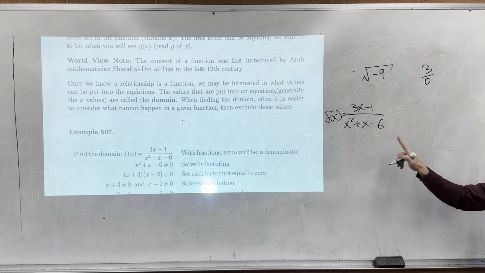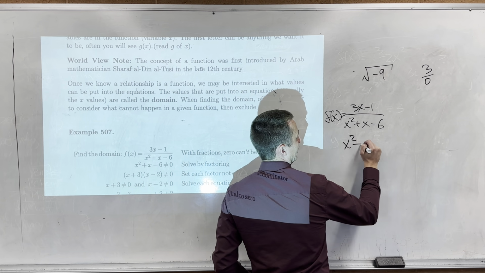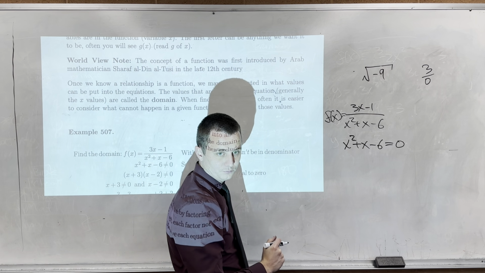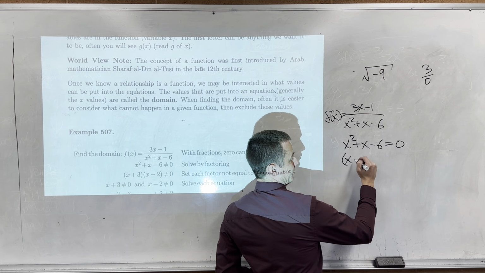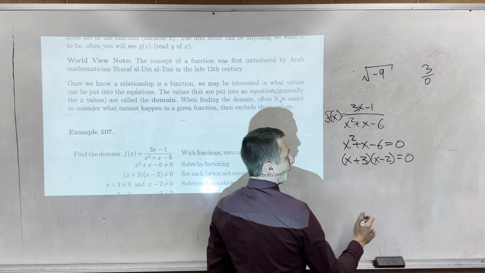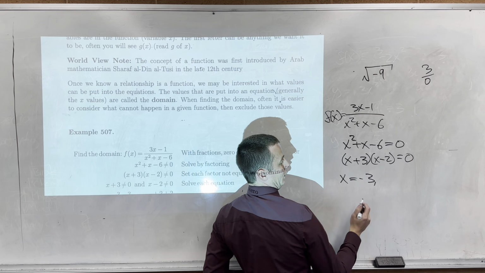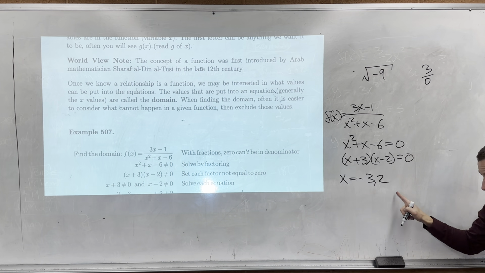So what values make our denominator 0? In other words, when is x squared plus x minus 6 equal to 0? Well, just factor it. So we're going to get (x plus 3)(x minus 2). So what values of x give me 0? Negative 3 and positive 2. So our domain is every number except these two.